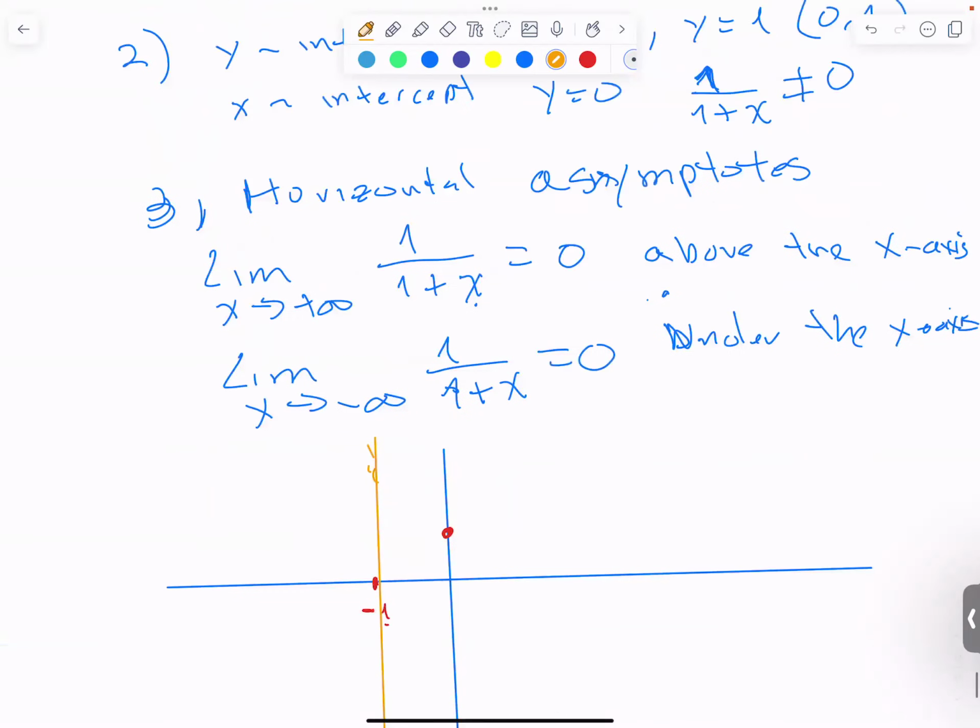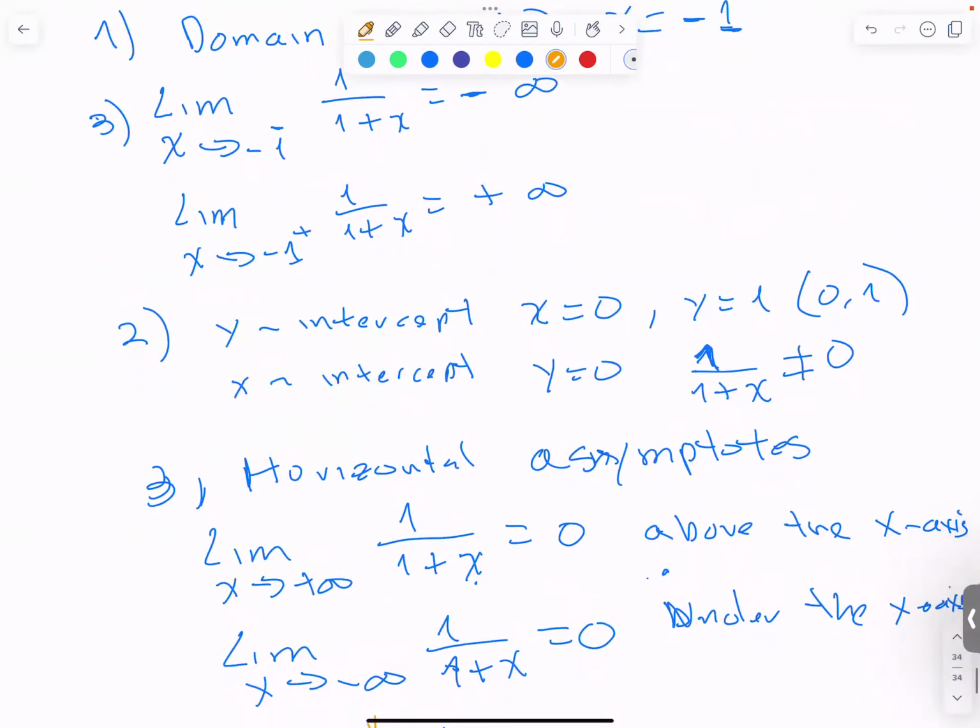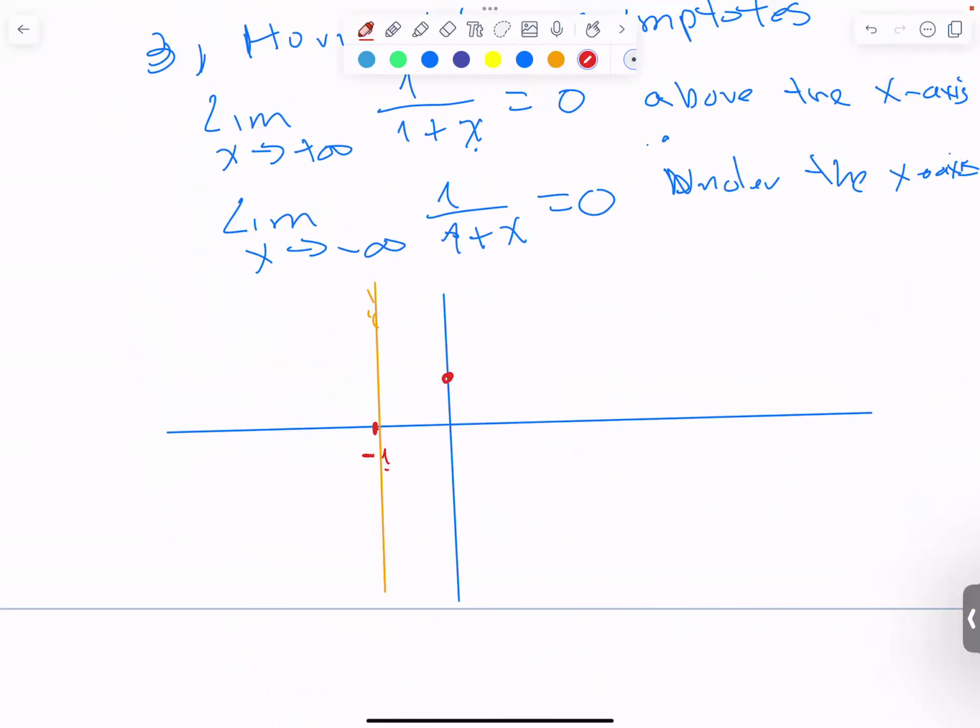-1. I know from the left side of -1, the function goes to negative infinity, and from the right side goes to positive infinity. That's the only thing I know so far. Also, I know that the x-axis is a horizontal asymptote. In infinity, it's getting closer to that, but below the x-axis. And here it's getting very close to the x-axis, but from above the x-axis. Now we have so far this.